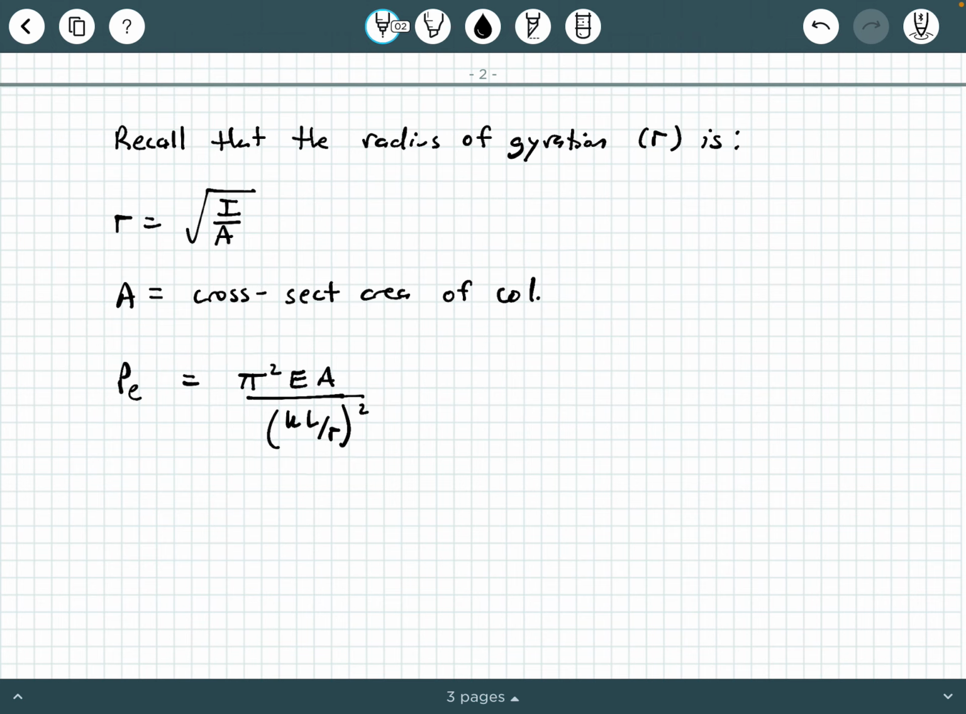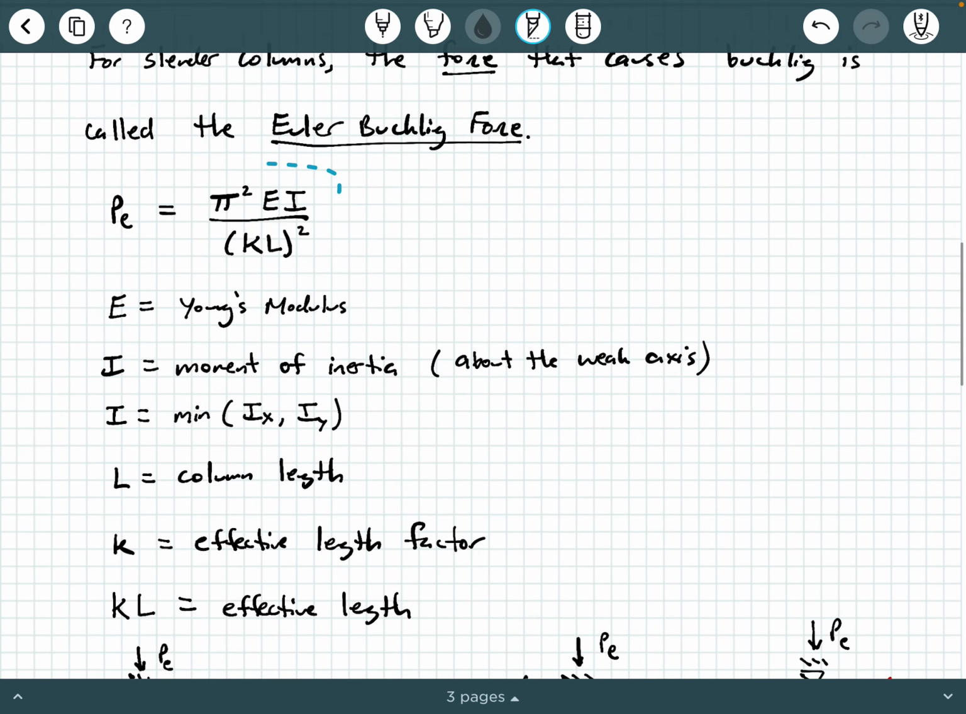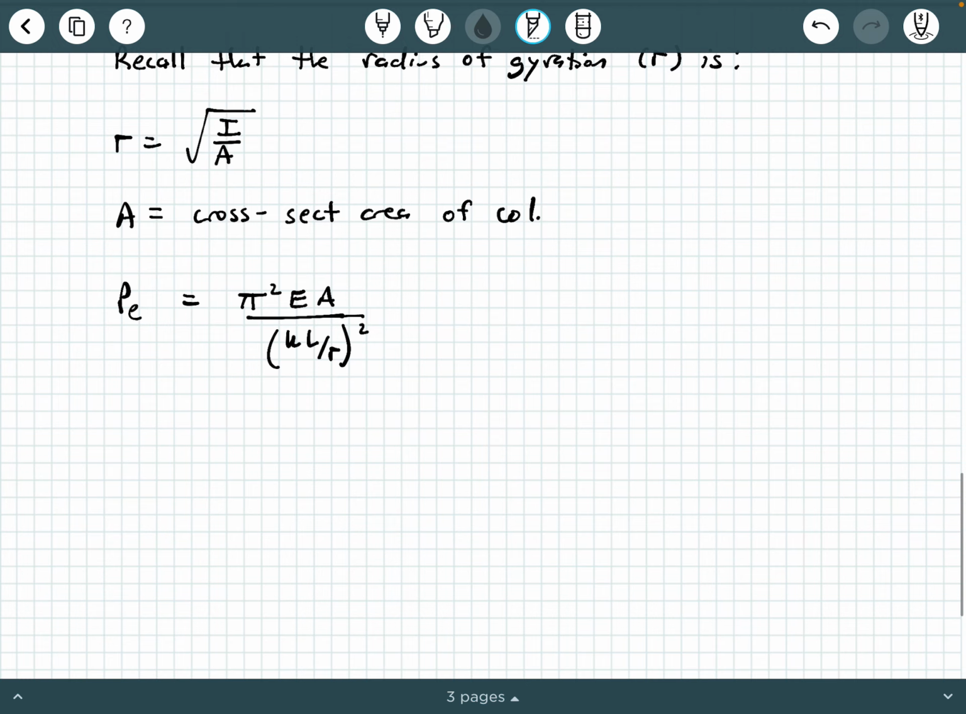Now, whether you use this version of the equation or the version I presented up here does not matter. You will get the exact same answer in either case. It just depends on which cross-section properties you have readily available for you. You could use either version of those equations and get the same answer, okay? Because they're related by this radius of gyration definition here, okay?